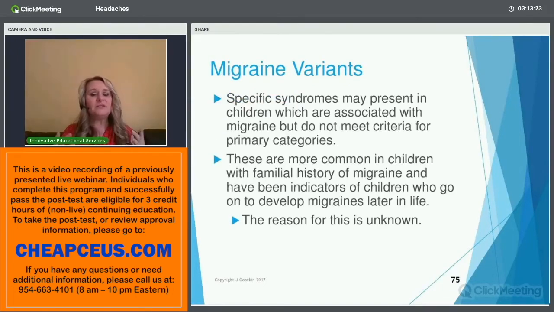Migraine variants do tend to present themselves in children when there is a familial history of migraines. Many adults who have migraines, if you ask them to look back on their childhood, many of them before age 20 can say, I remember having migraines. And about 12% say that in elementary school they can remember.